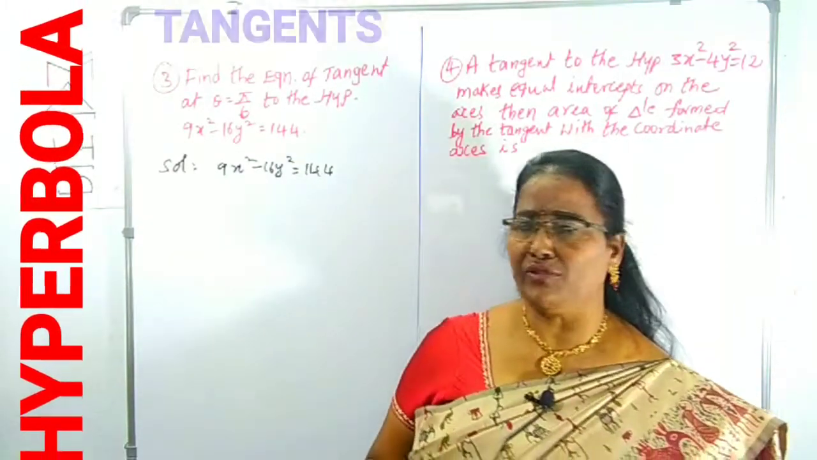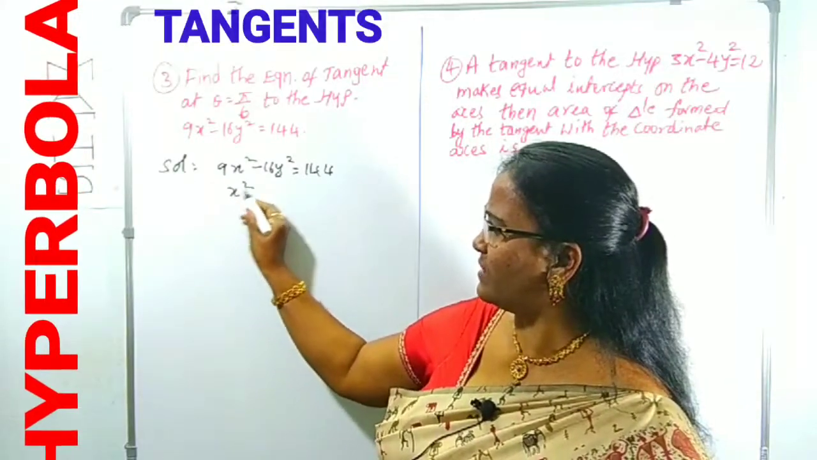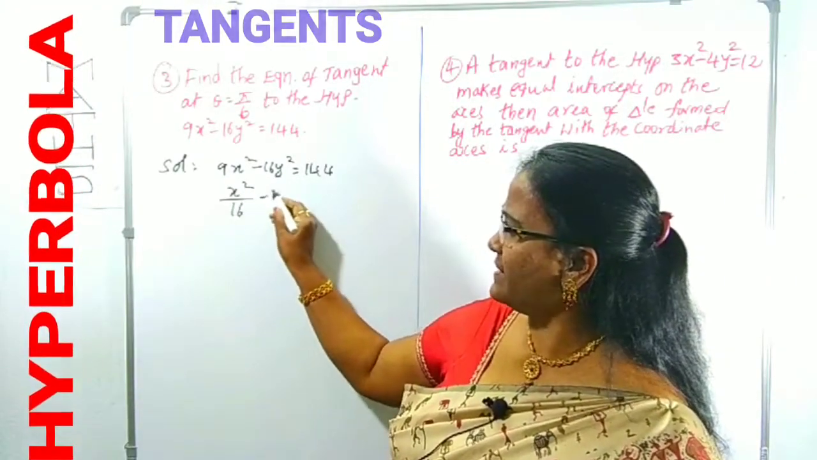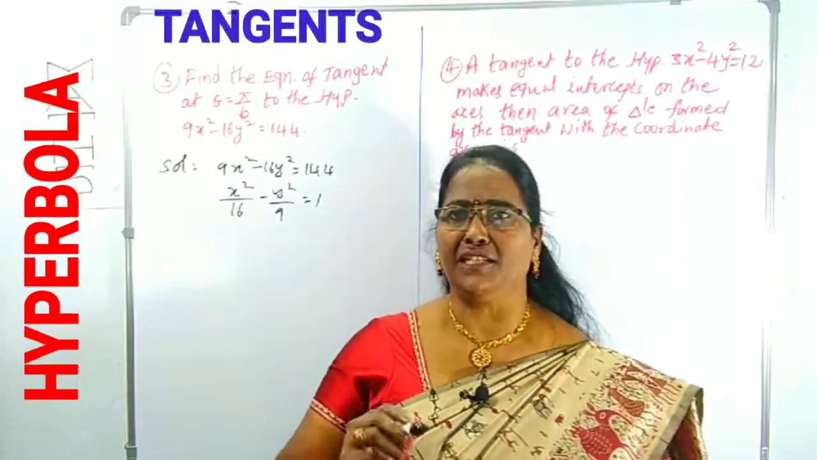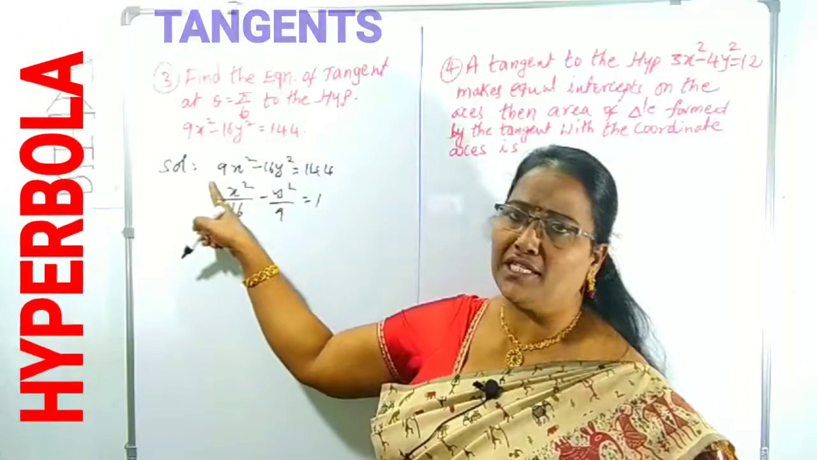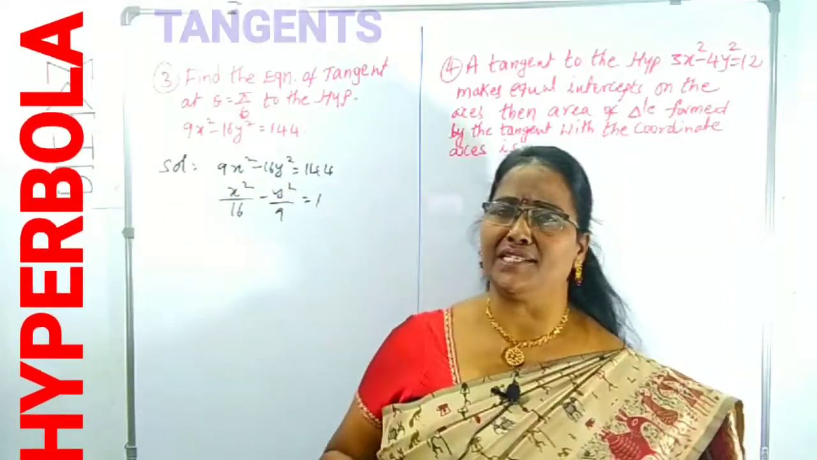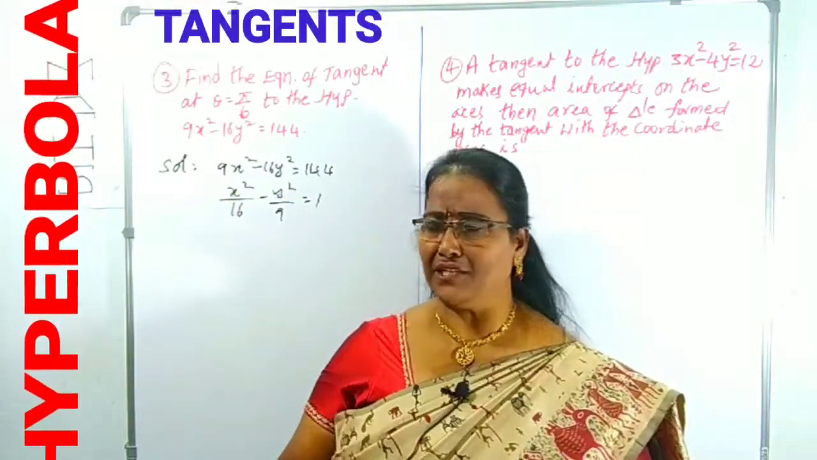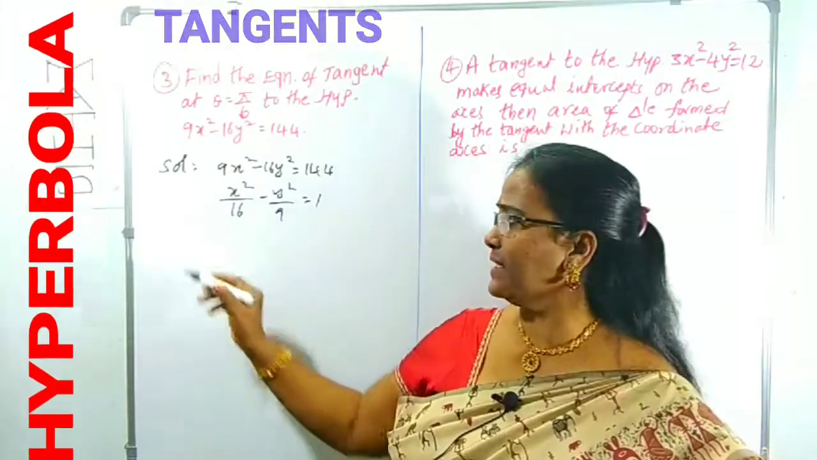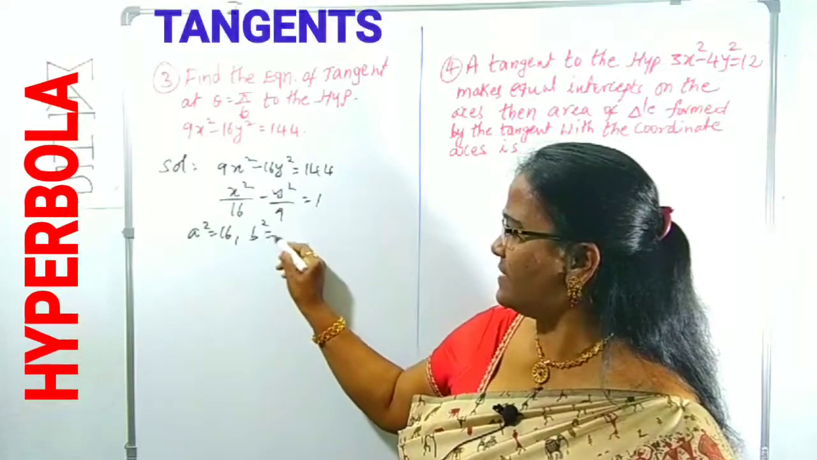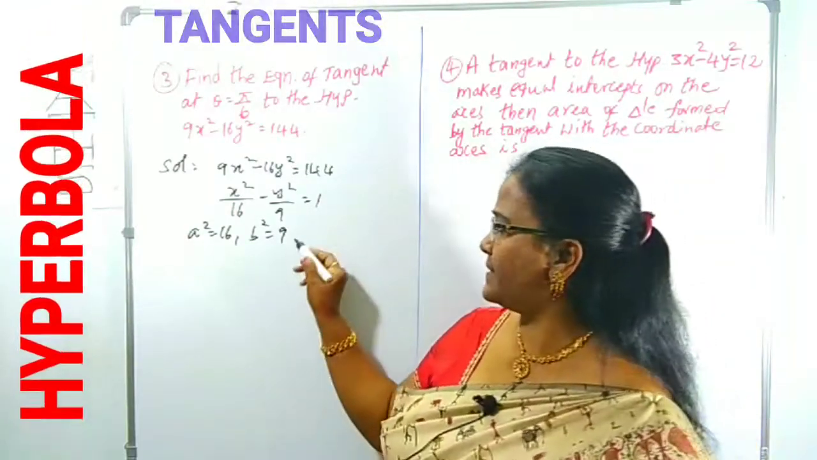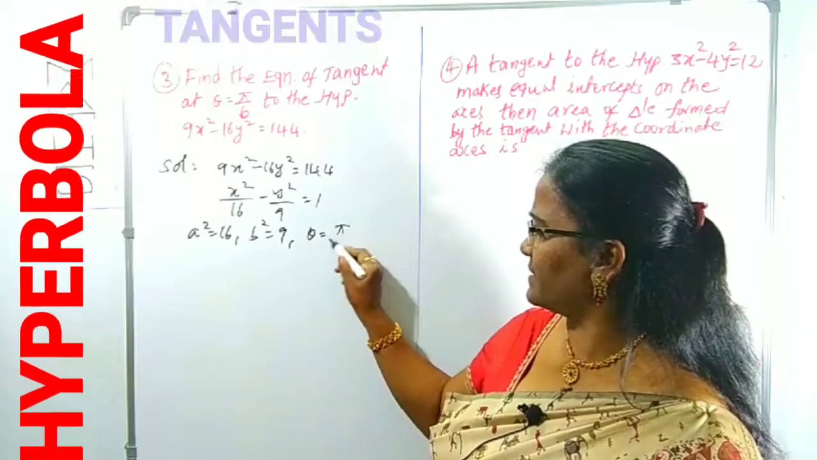We can divide it by 144, it becomes x square by 16 minus y square by 9 is equals to 1. Already I said we can interchange these two. The x square quotient is taken as a square and the y square quotient is taken as b square, otherwise with a negative sign; like that also we can take. Here clearly a square is 16, b square is 9 and theta is given as pi by 6.